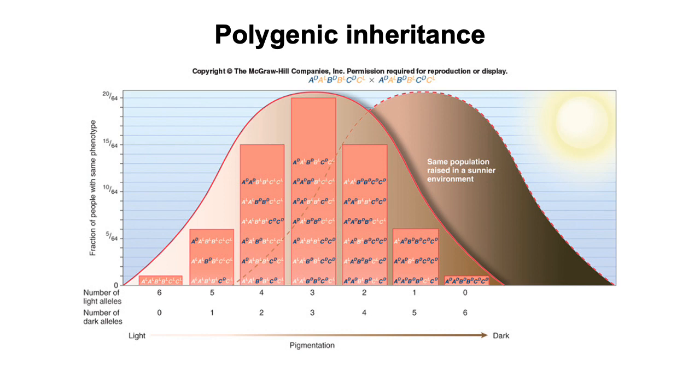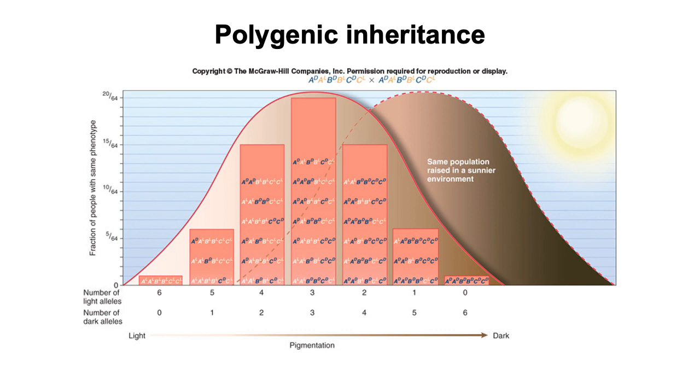And so you can see all the possible combinations, and the more dark alleles you have, the darker your skin pigmentation. If you look on the far right of that normal distribution, you see A, B, and C are all homozygous for the dark or the D alleles. And if you look on the far left, you see all A, B, and C are homozygous for the L or the light alleles. And then there are all these possible combinations in between. And so this is what gives you that normal distribution.